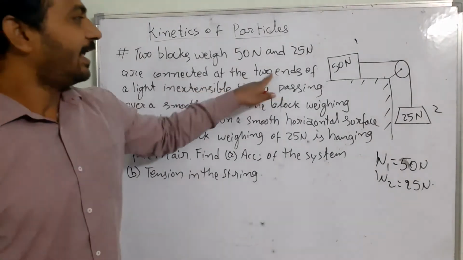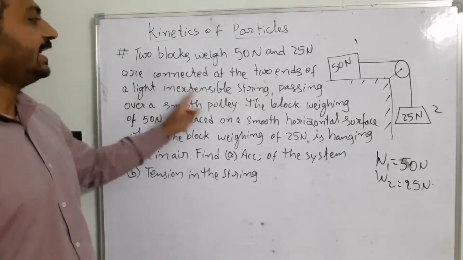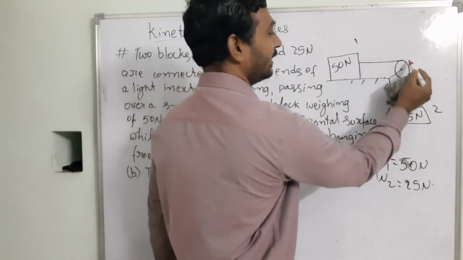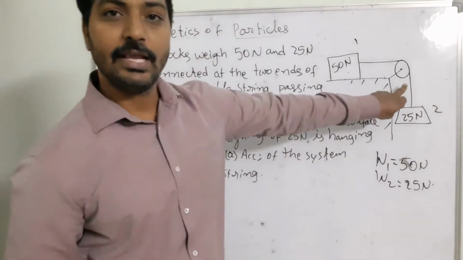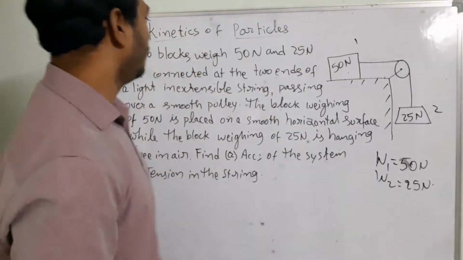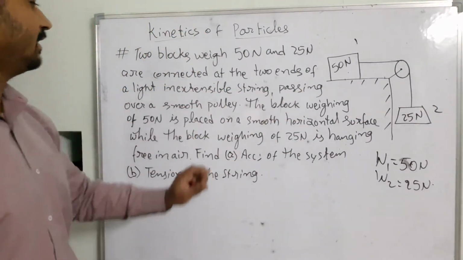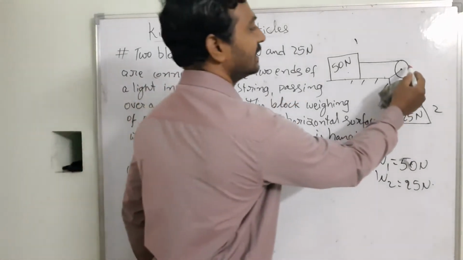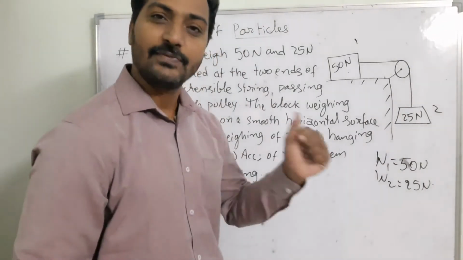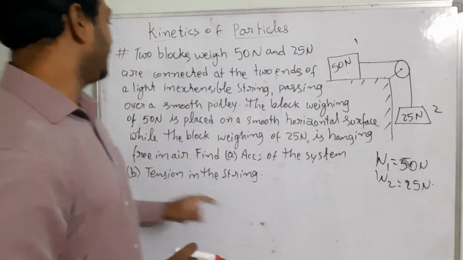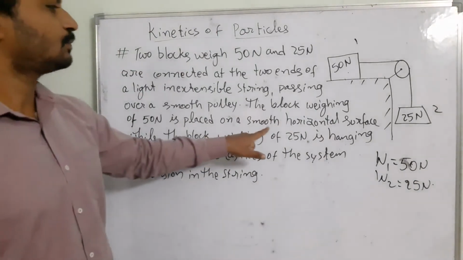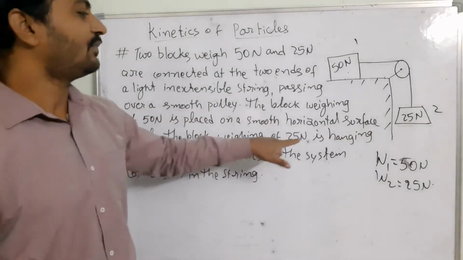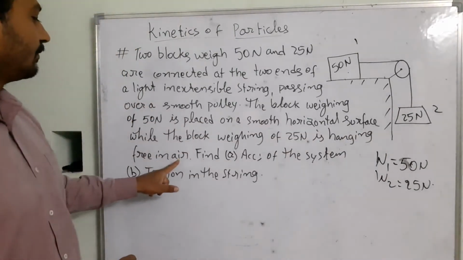Connected at the two ends of a light inextensible string, right? Block 1 and block 2 are connected by one inextensible string, and they use the pulley over here to reduce the friction or for easy lifting. Passing over a smooth pulley, that means we are not considering the friction between the rope as well as the pulley. The block weighing 50 newtons is placed on a smooth horizontal surface, while the block weighing 25 newtons is hanging free in air.